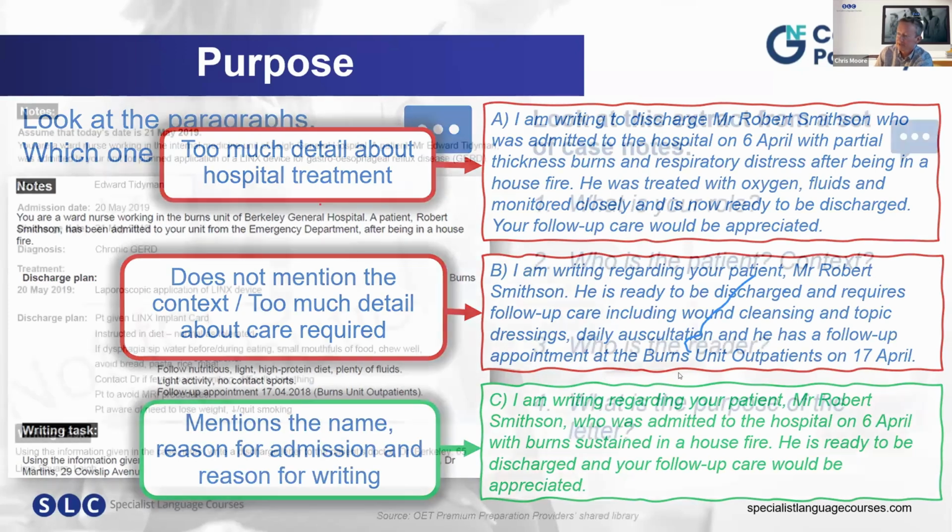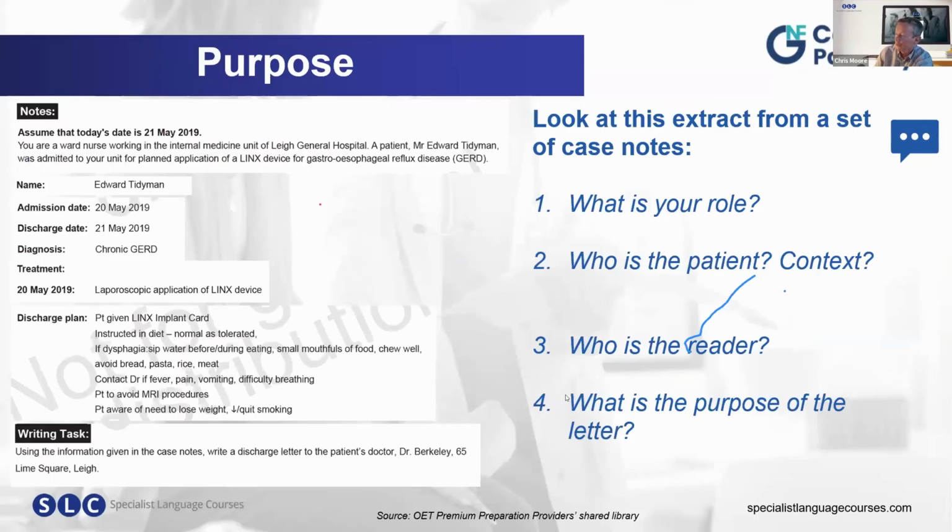Okay. Here's one more. So have a look at this. Again, put some ideas into the chat. So here it's a selection from some case notes about someone called Mr. Edward Tidyman. Have a read of the notes. See if you can work out who you are, what the context is, so why Mr. Edward Tidyman is the subject of this letter, and then what the request is. What's the request? And for that, you would need to look in the writing task.